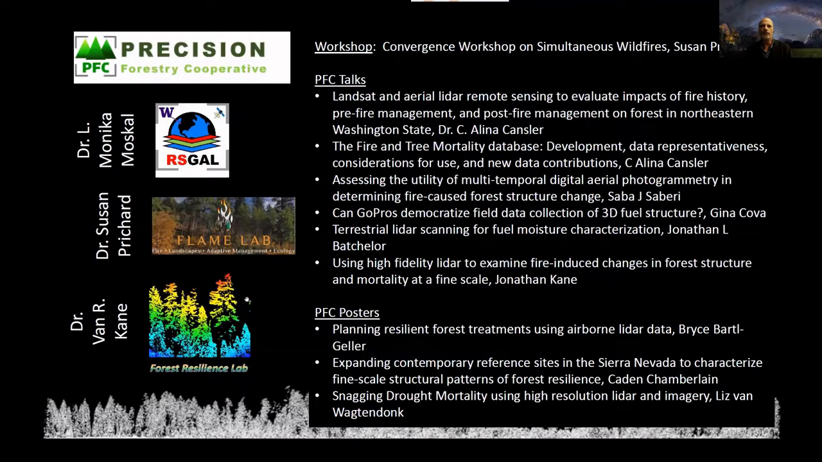And I will put in a little plug for the presentations from my sister labs here in the Precision Forestry Cooperative at University of Washington. We have a number of talks that are being presented both by people in my lab and also by Susan Pritchard and Monica Moskal. And I would say the majority of these are here in this high resolution remote sensing session. However, there are some others, and please, of course, try to attend the poster session.